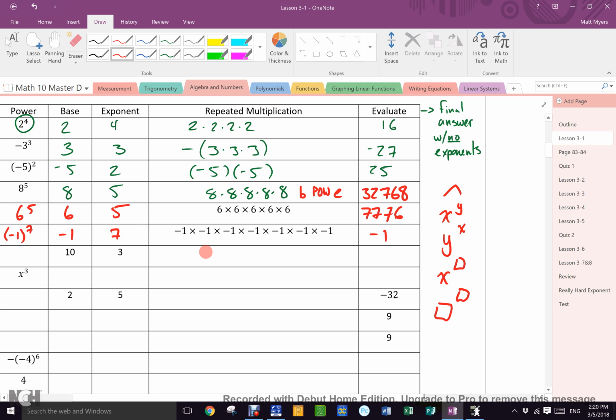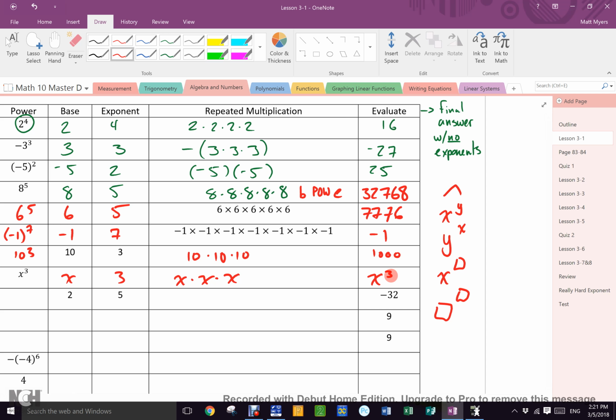10 to the 3rd. 10 times 10 times 10. 1,000. 10 cubed. X cubed. Base is x. Exponent 3. X times x times x. Can I evaluate it? No. It is x cubed, because you don't know what x is. You have to leave it.